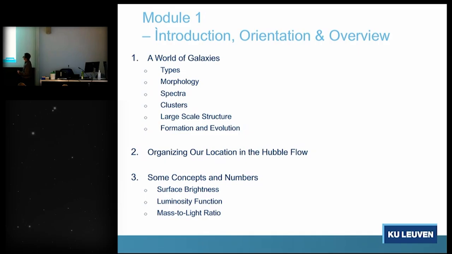We're going to start with a world full of galaxies, as I call it, discussing various properties of galaxies, and then also scaling up to clusters of galaxies, large-scale structure, and even the universe itself, so to speak. Then, in the next block, we organize our own location in the Hubble flow. Where do we sit? And at the end, we're going to go into some important concepts and numbers that will be with us for the rest of the course: surface brightness, luminosity function, and mass to light ratio specifically.